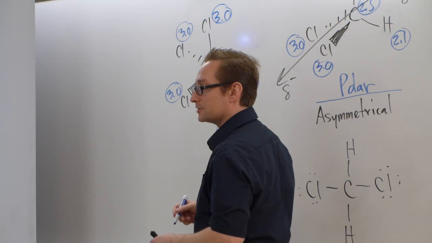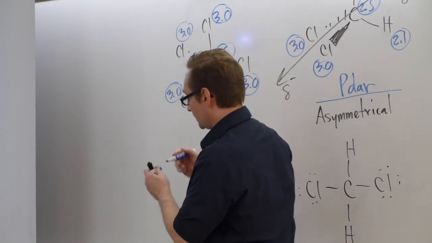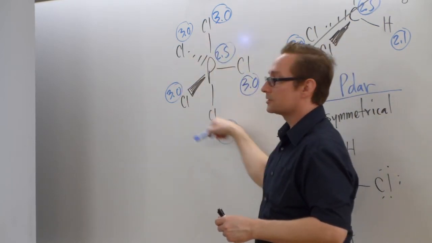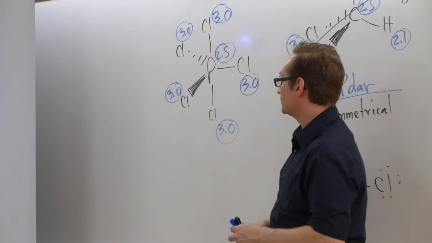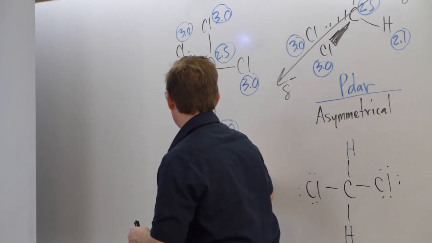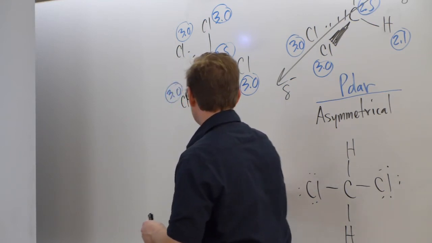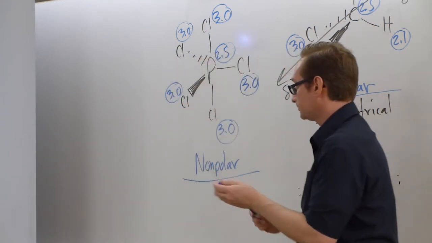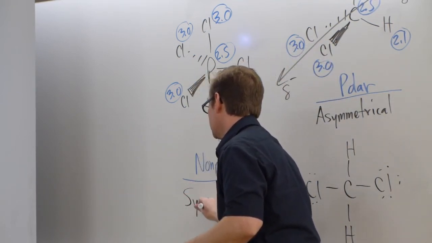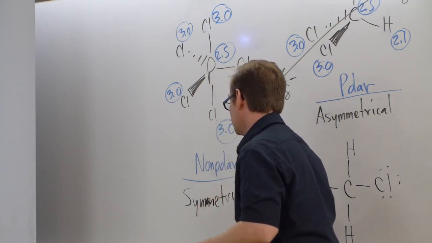I think phosphorus was 2.5 or something like that. Anyway, because the 3.0s are all around, it's symmetrical. So this is going to be non-polar, because again, it is symmetrical.